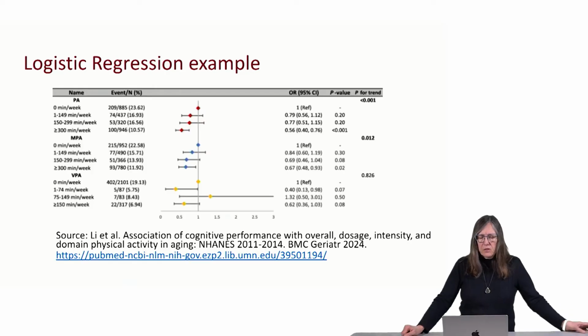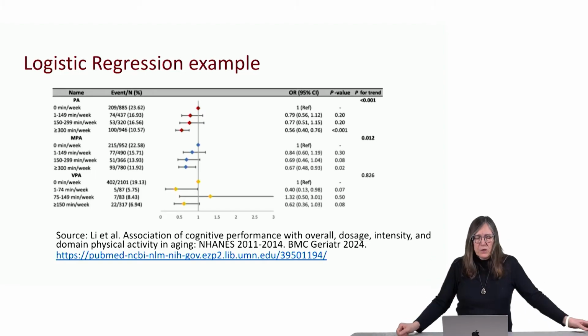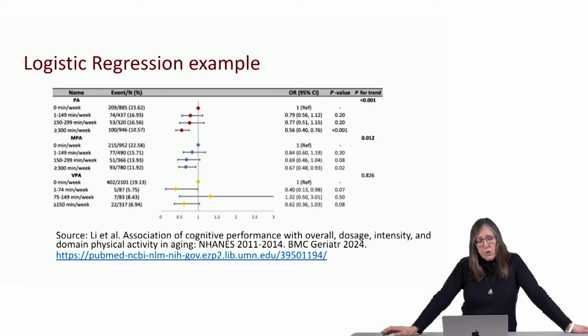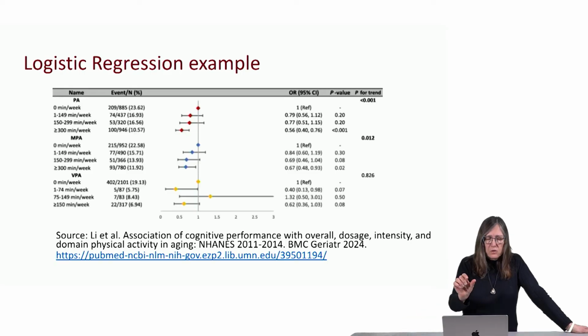The actual numbers on the right, the odds ratio and the 95% confidence limits, are visually demonstrated in the middle, which again I love. So the error bars. If you're looking first at the PA, this is the association of cognitive performance with dosage, intensity, and domain of physical activity and aging. So it's physical activity, moderate, and very intensive physical activity that are the different categories of variables.